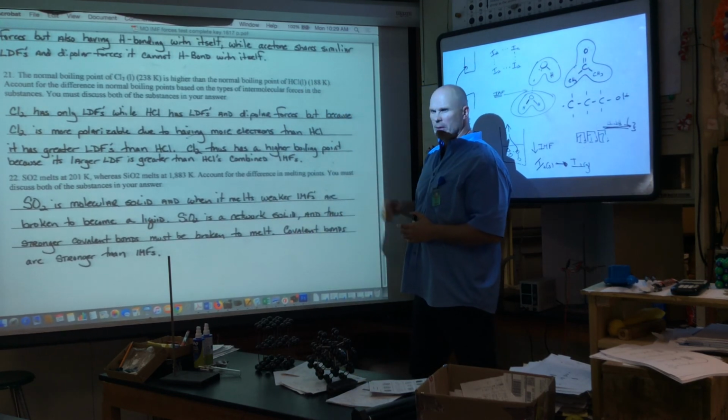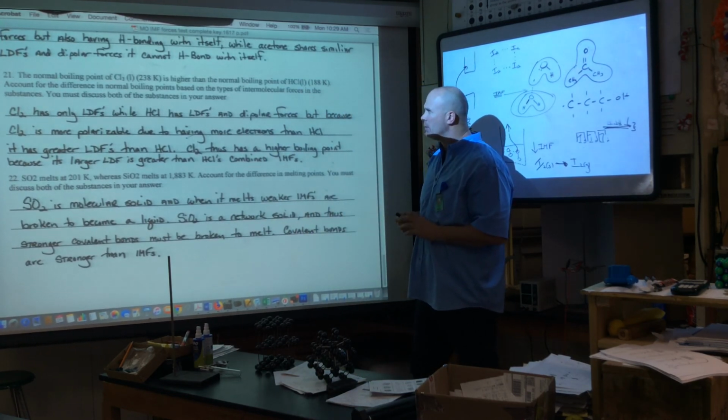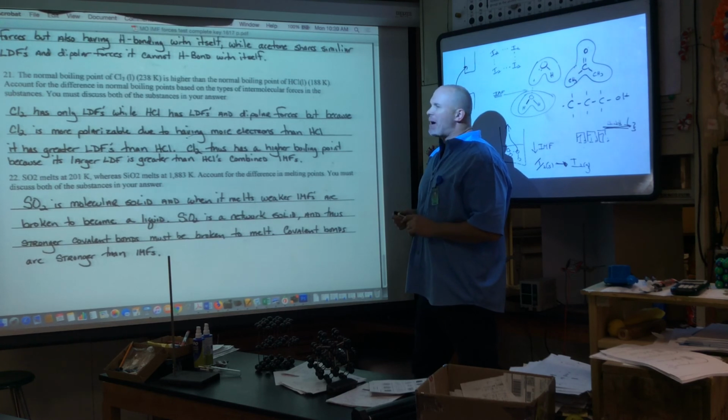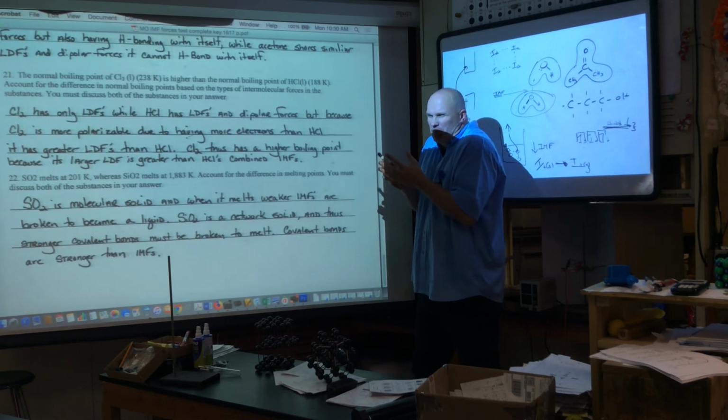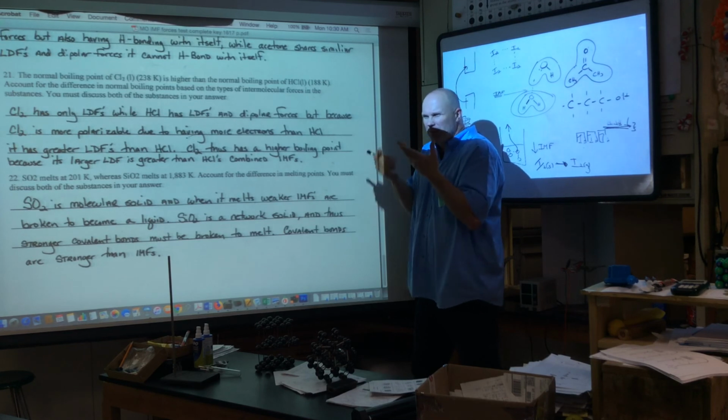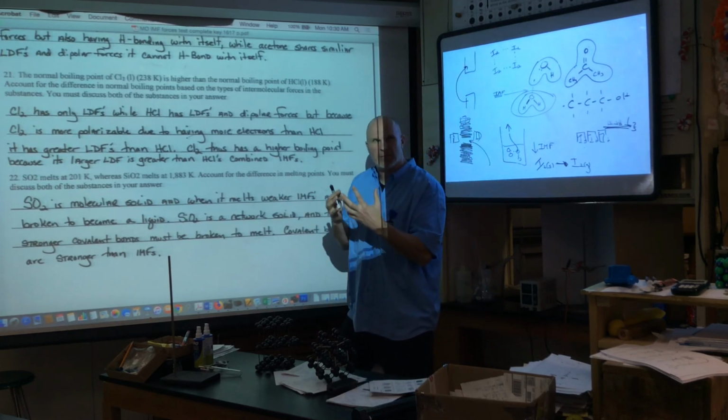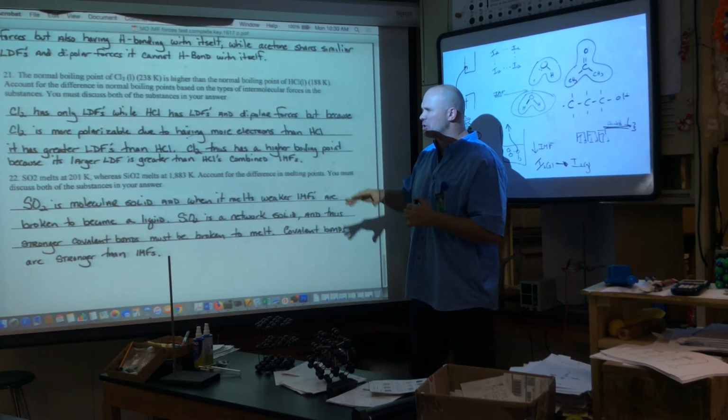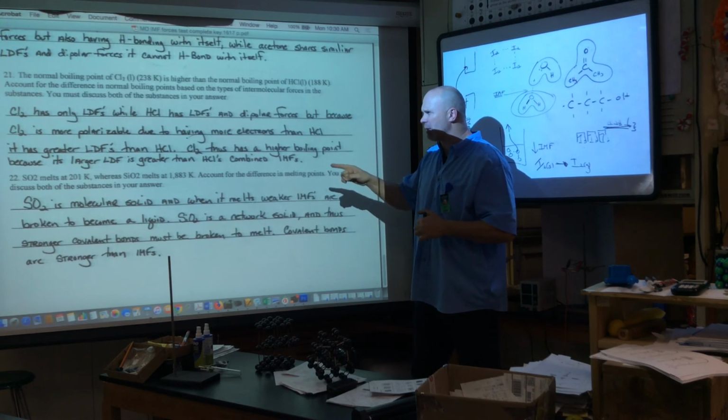Could you ever mention the shape of CO2? It was more about the electrons and the shape. They're both very similar shaped, right? They're linear, two atoms. Greater number of electrons means what? More polarizable. Last question. SO2 melts at 201.